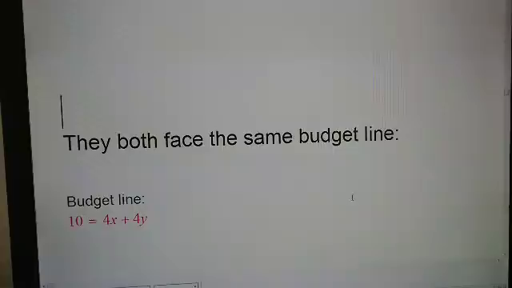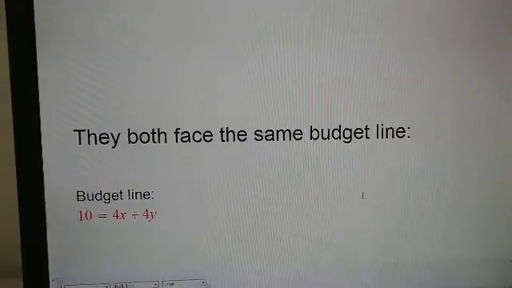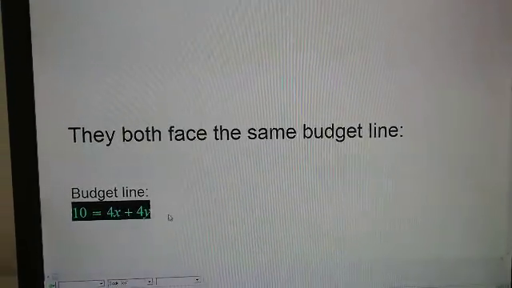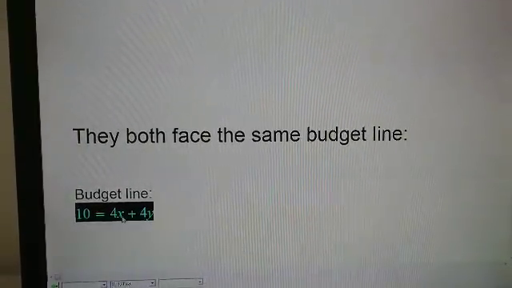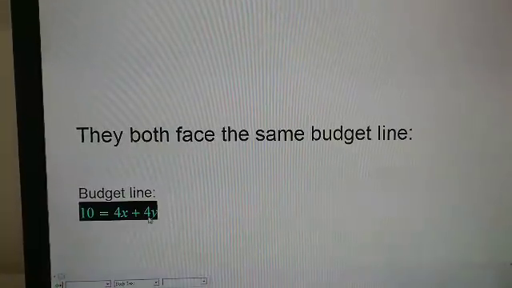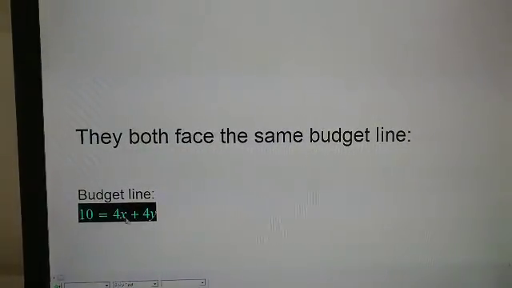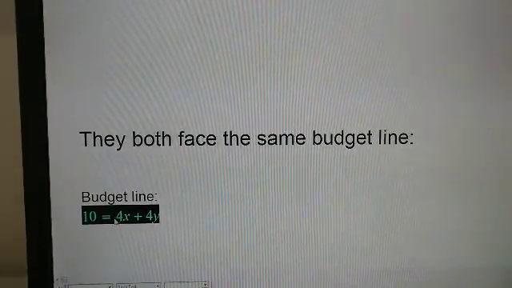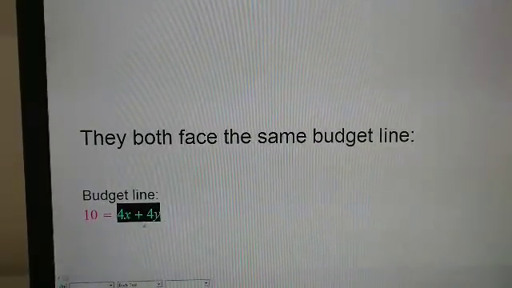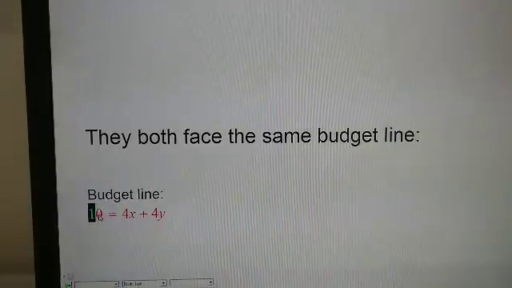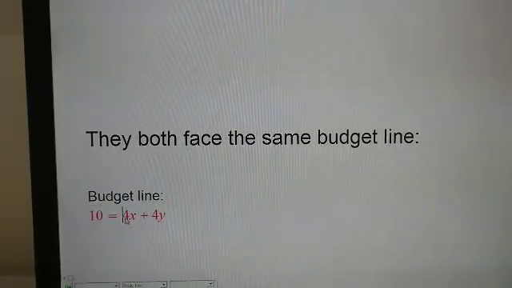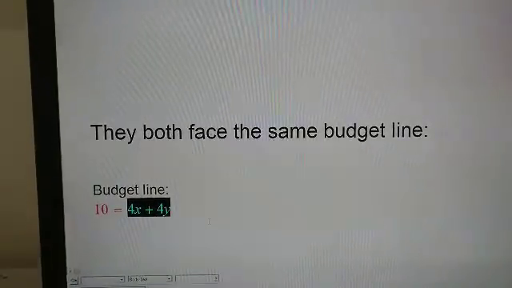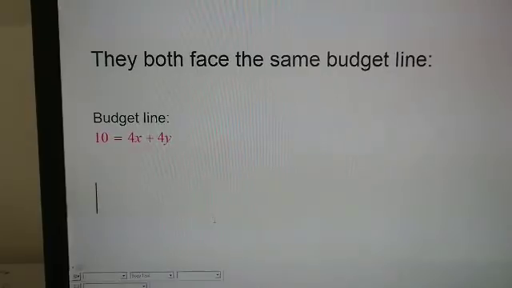Now both of these people face the same budget line. The budget line is given by this equation here: 10 equals 4x plus 4y. 4 is the price of x, and 4 is the price of y as well. If you buy x units of the x product and y units of the y product, this is your total expenditure, 4x plus 4y, and this is the income you have. If you spend all your money on x and y, these are the points that you can consume. How does it look?